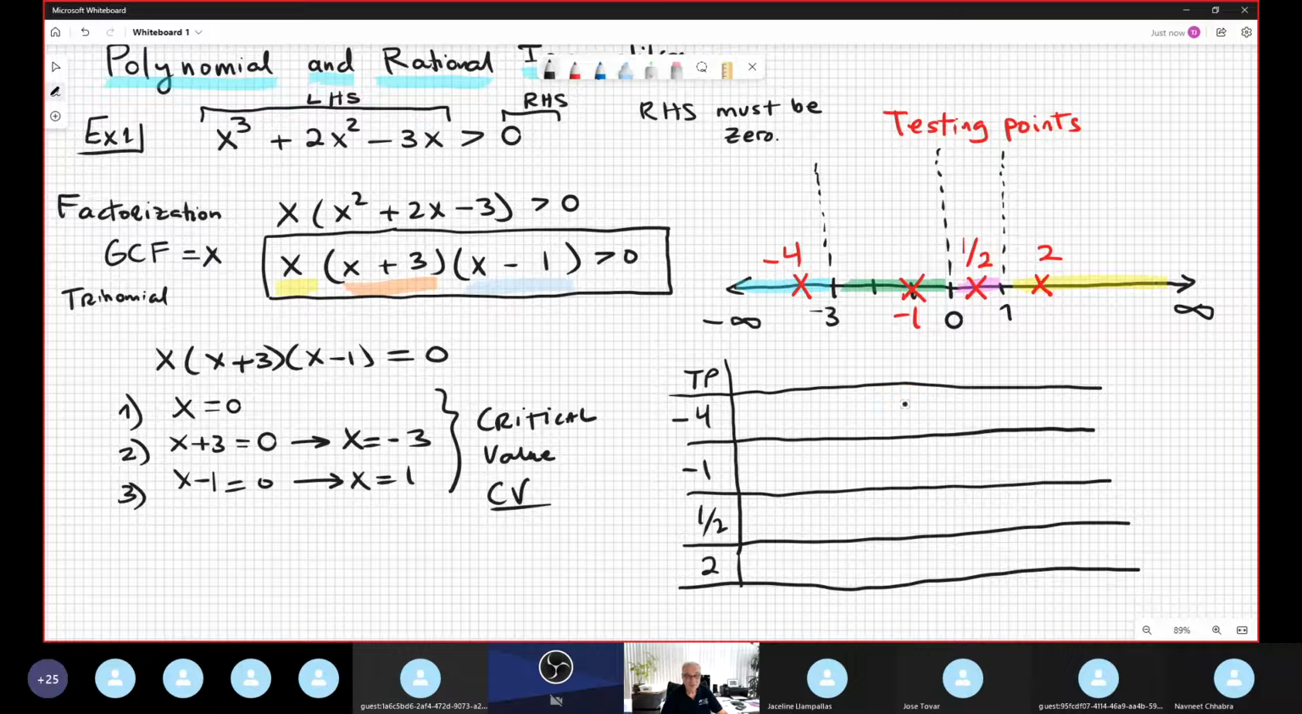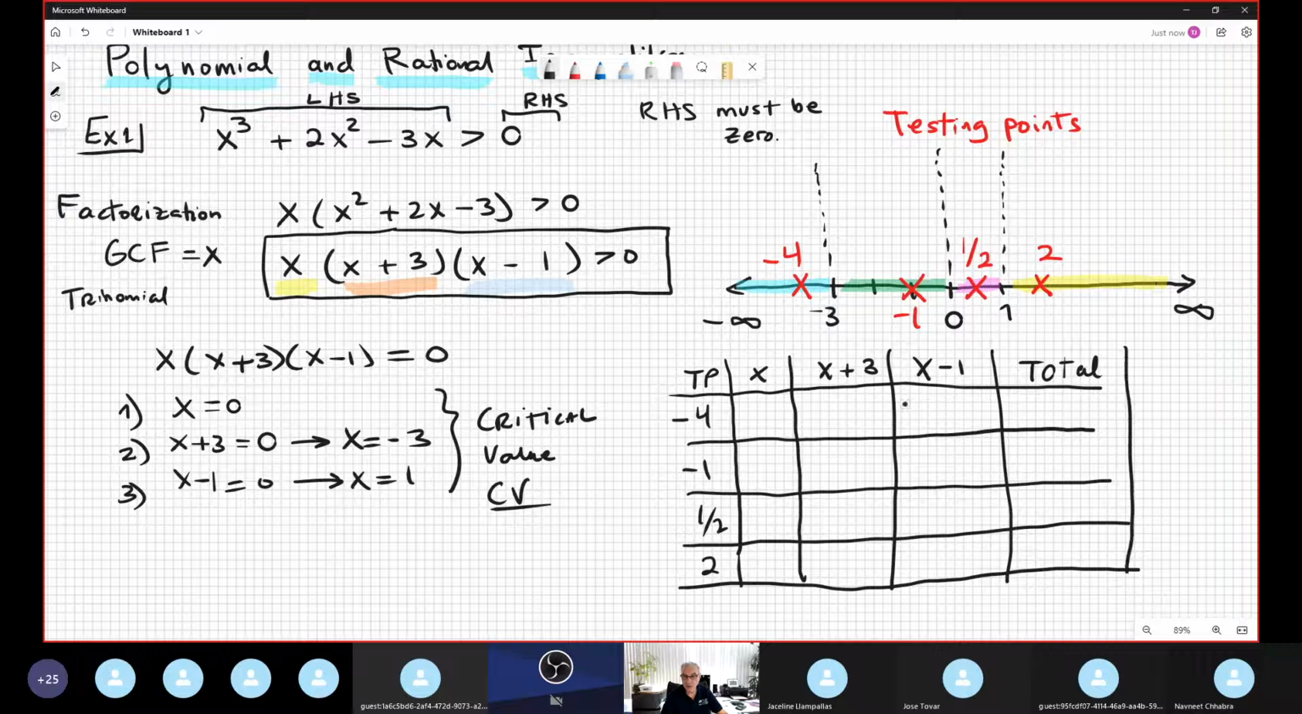So we have three columns: one column for the x, one column for the x + 3, one column for the x - 1, and one extra column I call total, because it's the column that summarizes the information. Some people want to go directly to the total. How do you go directly to the total? You plug in this here, and that expression is equivalent to this expression.